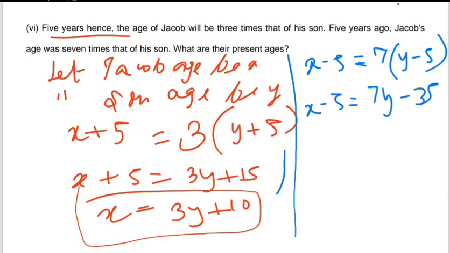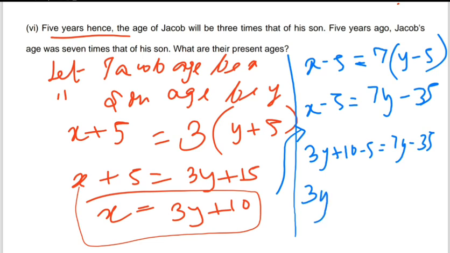So now we are putting the value of x in the second equation. So 3y plus 10 minus 5 is equal to 7y minus 35. So 3y plus 5 is equal to 7y minus 35. So now let's take variable in one side. So 3y minus 7y is minus 4y is equal to minus 35 minus 5 is minus 40. So y is equal to 10.